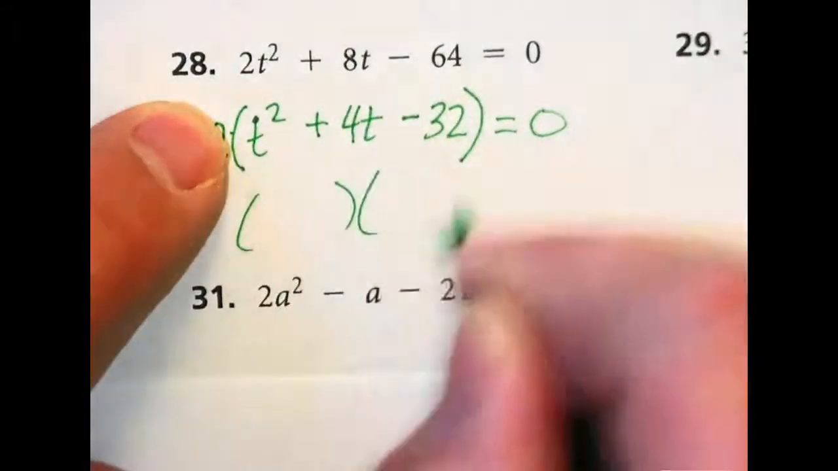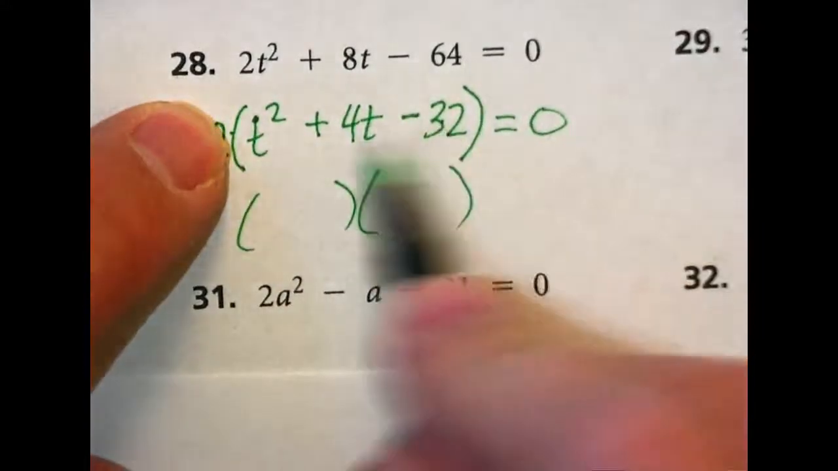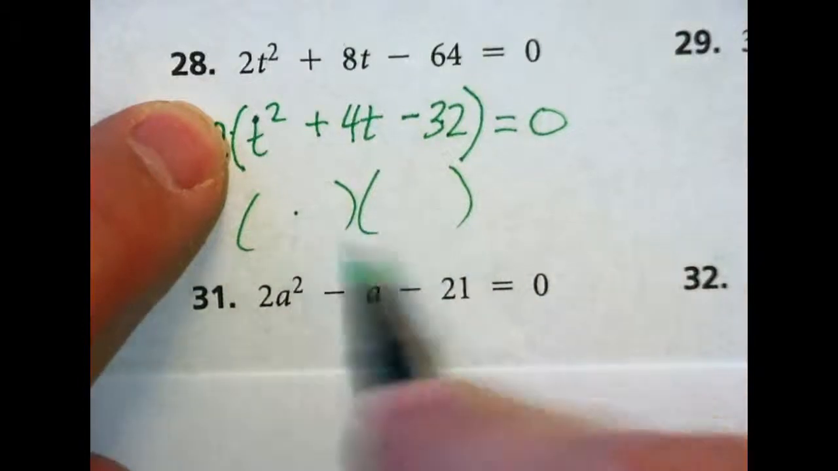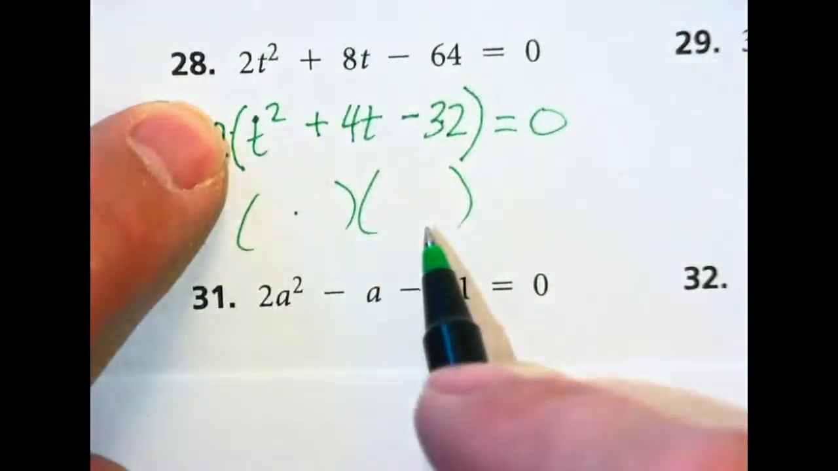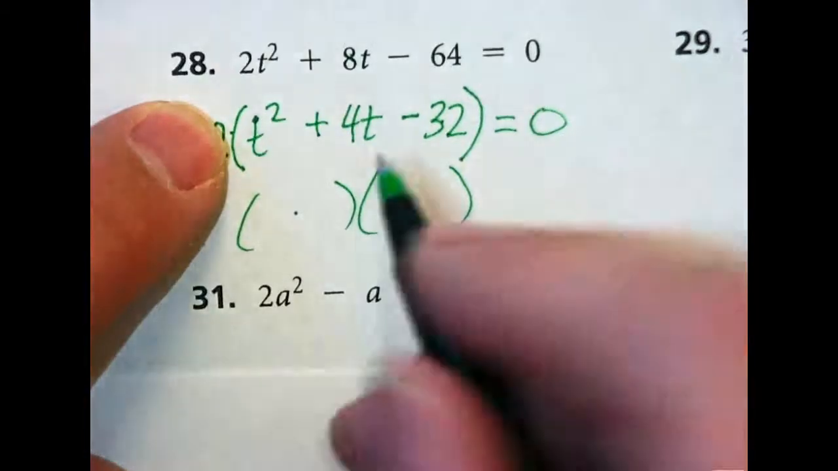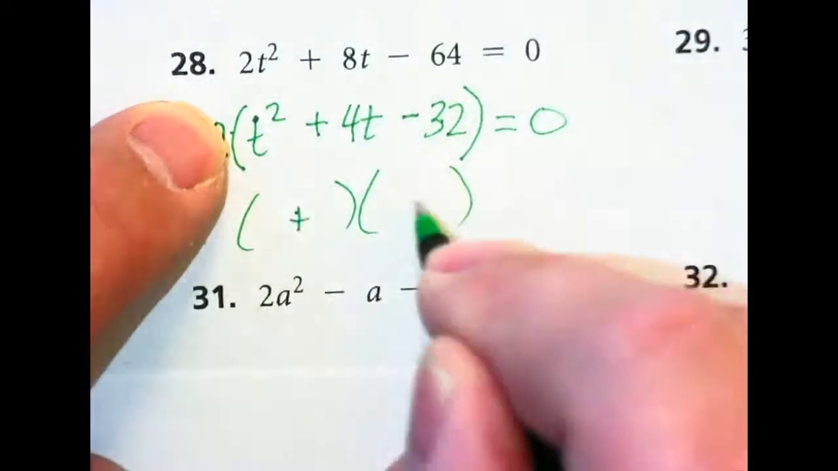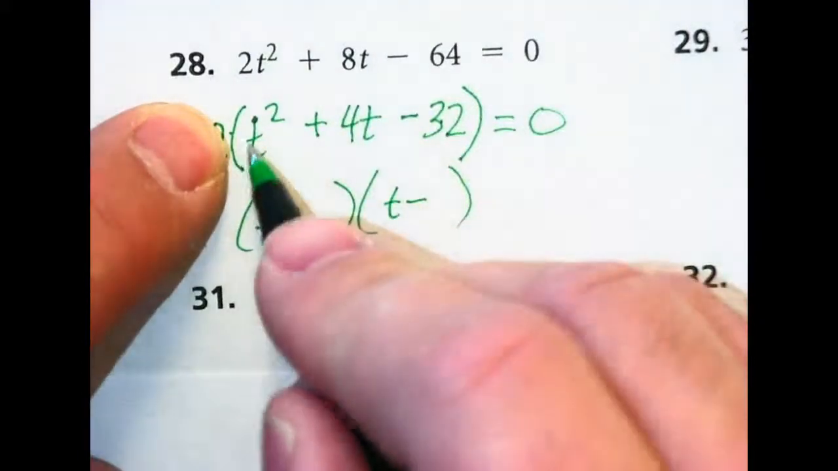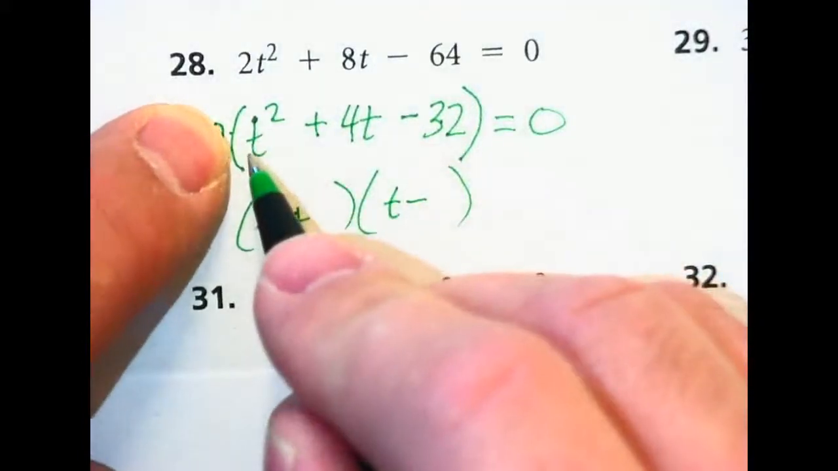Okay, and then two things that multiply to make negative 32 and add to 4. Well, first, are our signs plus, minus, plus, plus, or minus, minus? Signs the same or opposite? They're opposites because C is negative. And we know the front is T for sure. Nothing's even going to go in front of that because T has nothing in front of it.